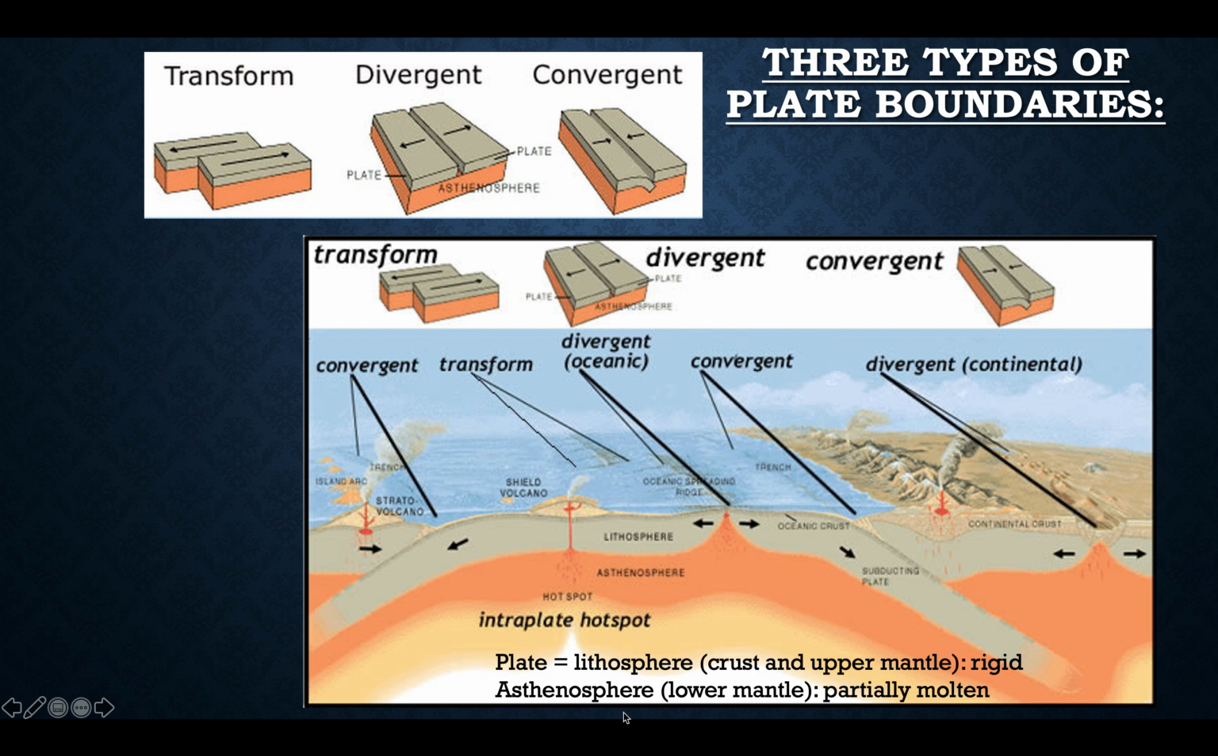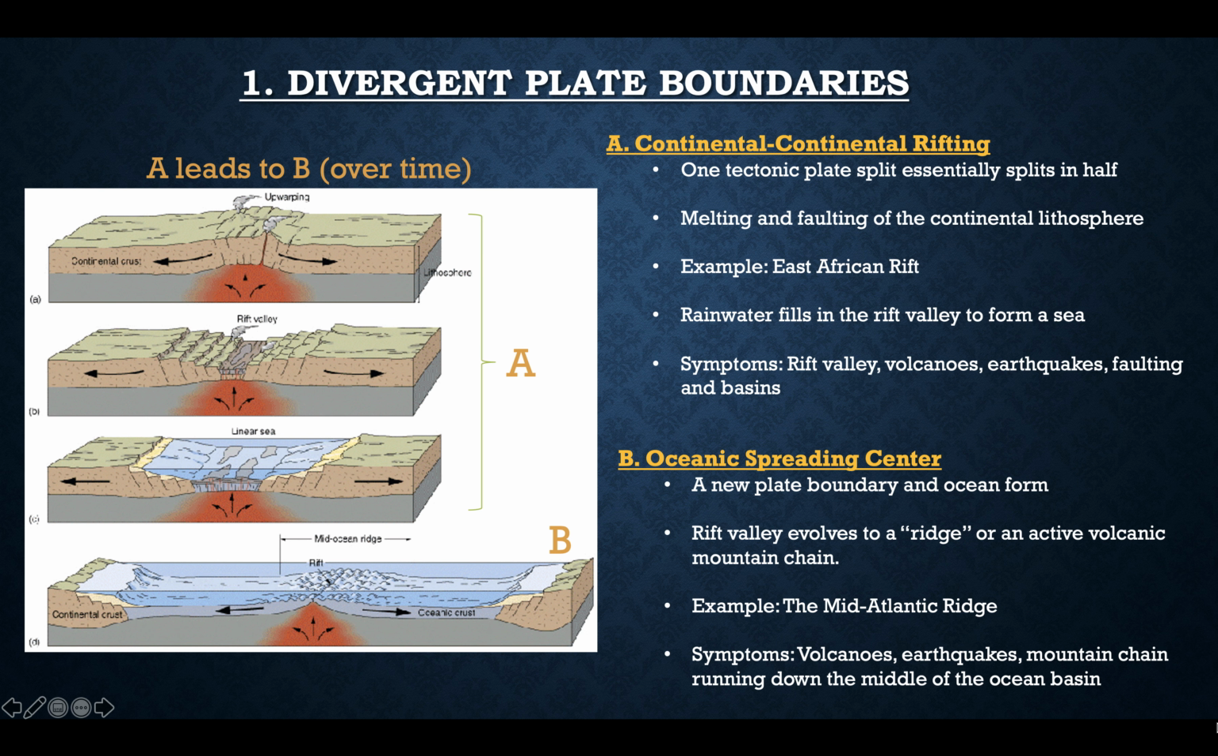So the plates are made of lithosphere. That's the crust and upper mantle. They're rigid. The asthenosphere, remember, that's the lower mantle, and it's partially molten. Okay, so now we can look at each individually and talk about how they occur.